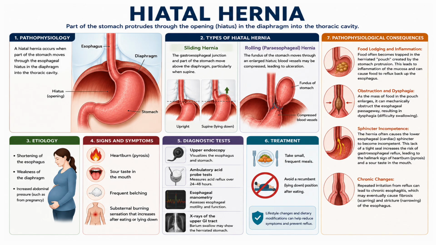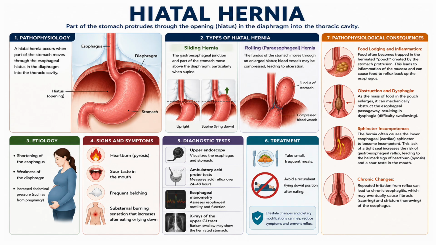Now, what causes these hernias to develop? The etiology often involves a combination of structural and environmental factors. It can be caused by congenital shortening of the esophagus or a natural weakness in the diaphragm. Also, anything that can significantly increase the intra-abdominal pressure, such as pregnancy, obesity, chronic coughing, can force the stomach upward through the hiatus.